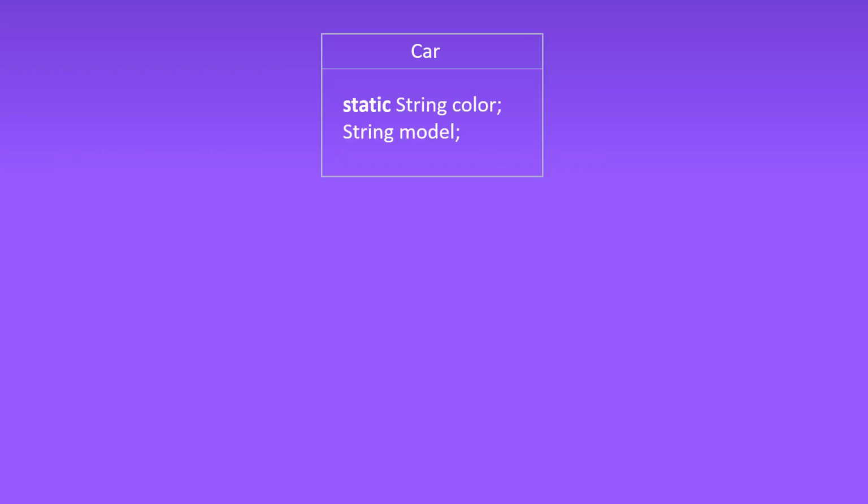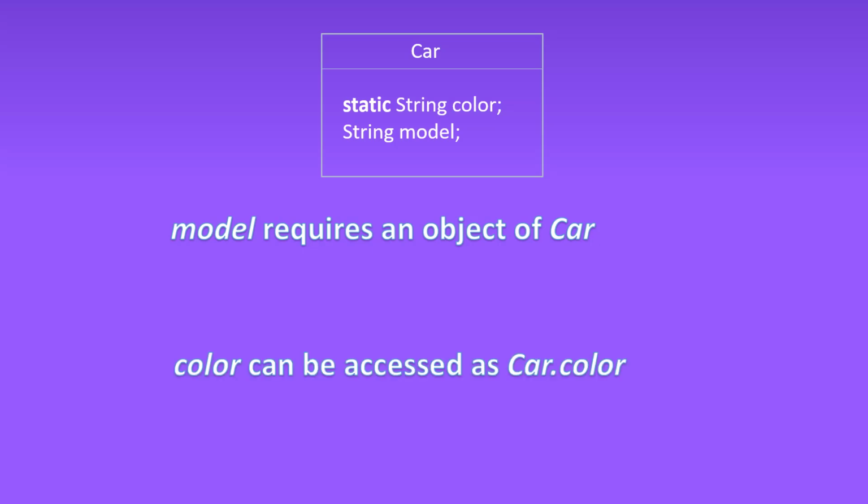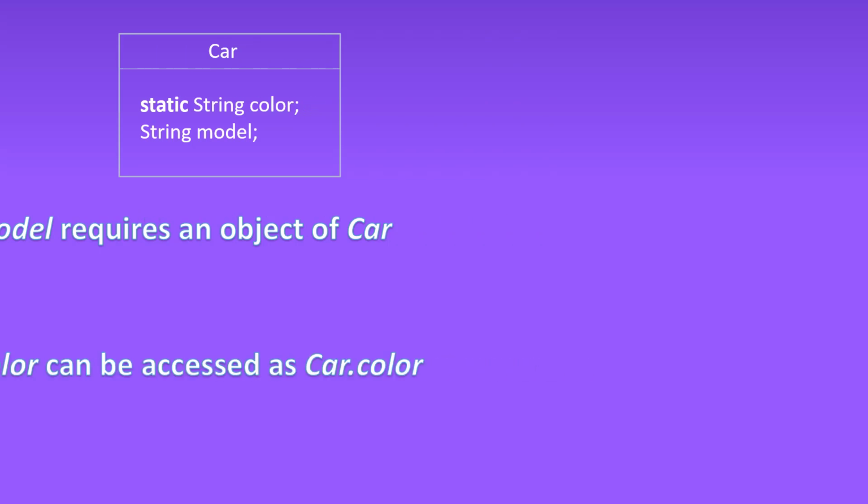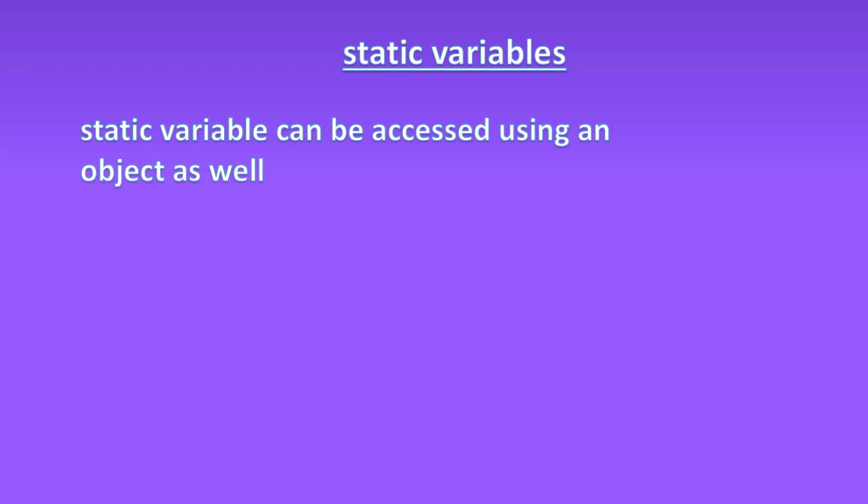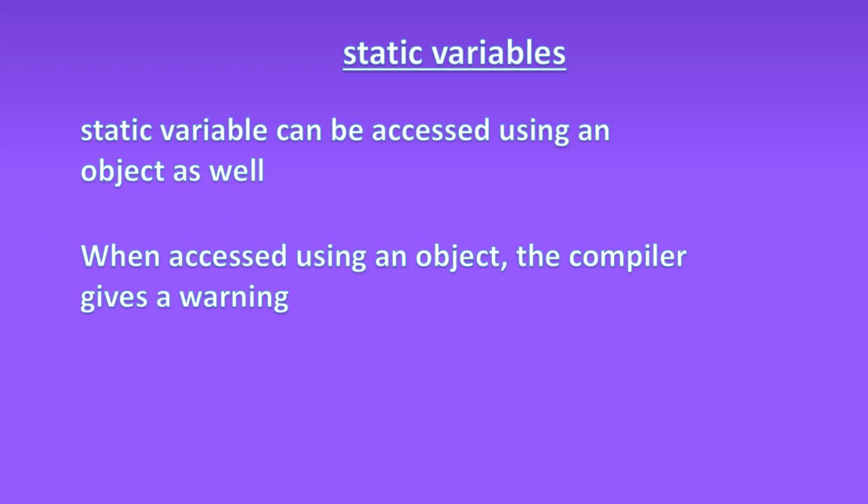Here is a class Car with two class-level variables. In this example, the variable model is a non-static variable. It cannot be accessed without an object of Car, while color can directly be accessed as Car.color. Though you can access a static variable using an object, the compiler will flag a warning.